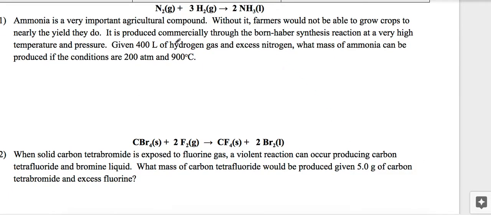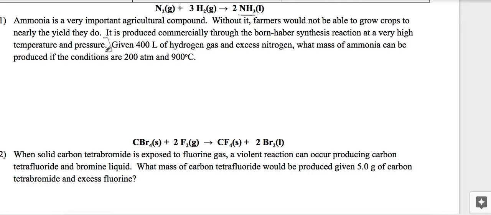So here's the first one. We have nitrogen gas reacting with hydrogen gas to produce ammonia. That's what this is here, ammonia. And it gives us some information. Ammonia is a very important agricultural compound. Without it, farmers would not be able to grow the crops to nearly the yield that they do. So this is very useful in agriculture. It's commercially produced through this synthesis reaction at very high temperature and pressure.